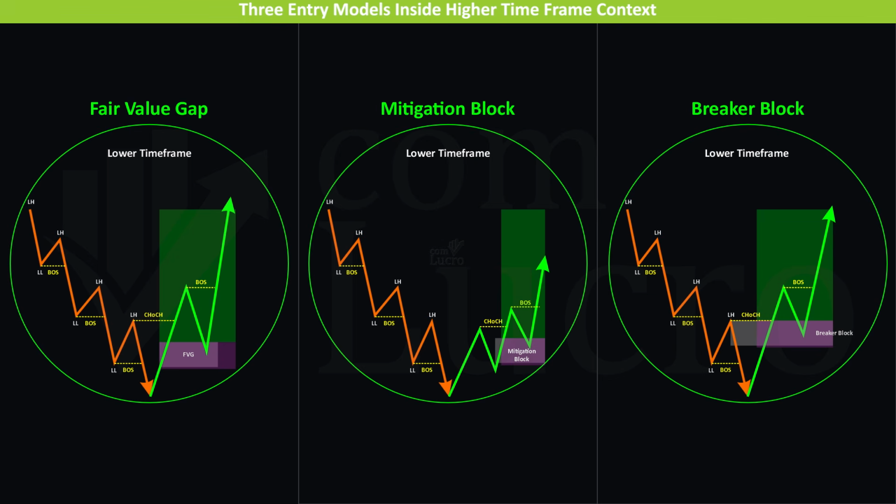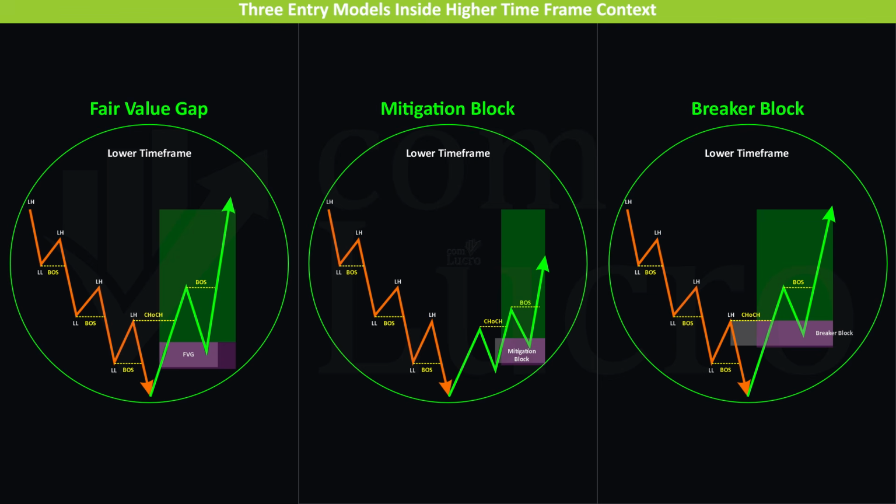To enter a long position, you can place a buy limit at the highest point of the mitigation block and wait for price to return and activate the order. It's important to note that this differs from a breaker block setup because breaker blocks require the formation of a lower low rather than a higher low.